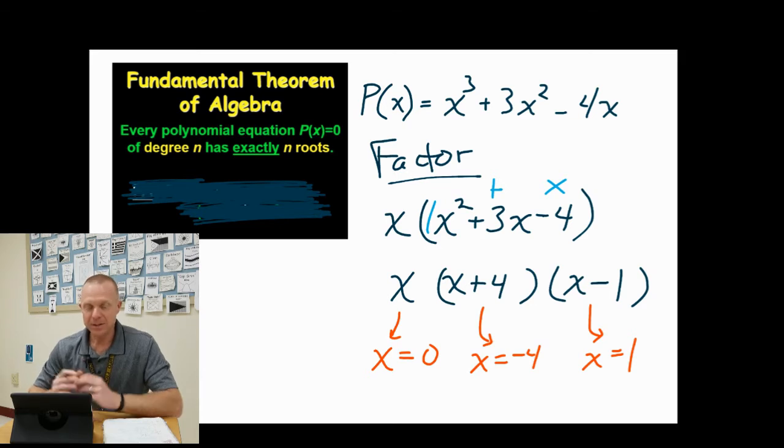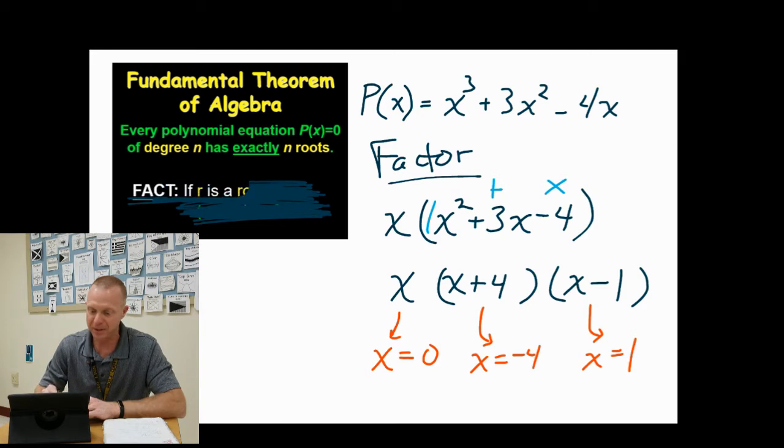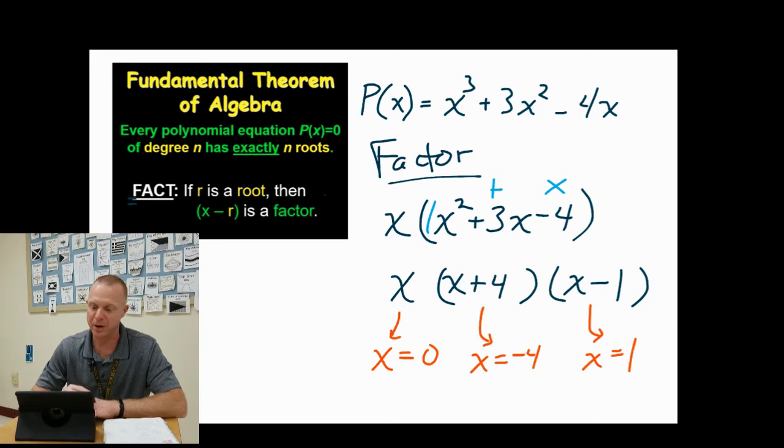And that is a little bit of a spin-off of the fundamental theorem, because the fundamental theorem also then would agree that every time you have a root, call it r, you will have a factor that goes with it, and we'll call that x minus r.